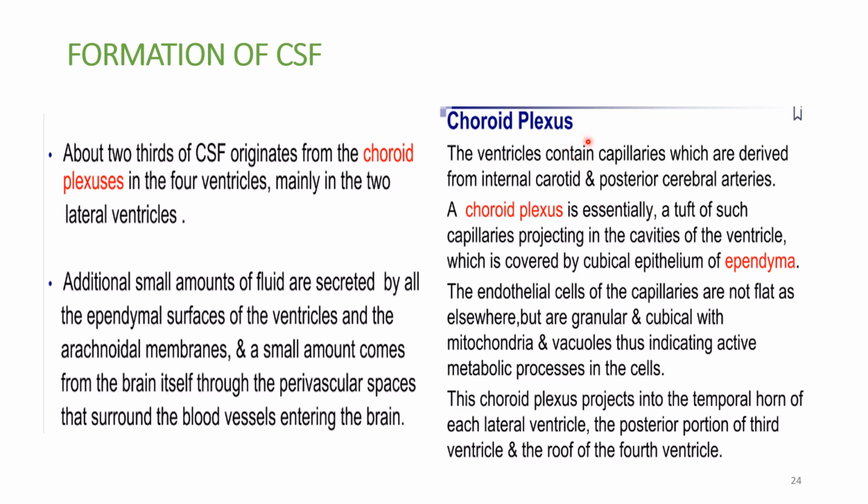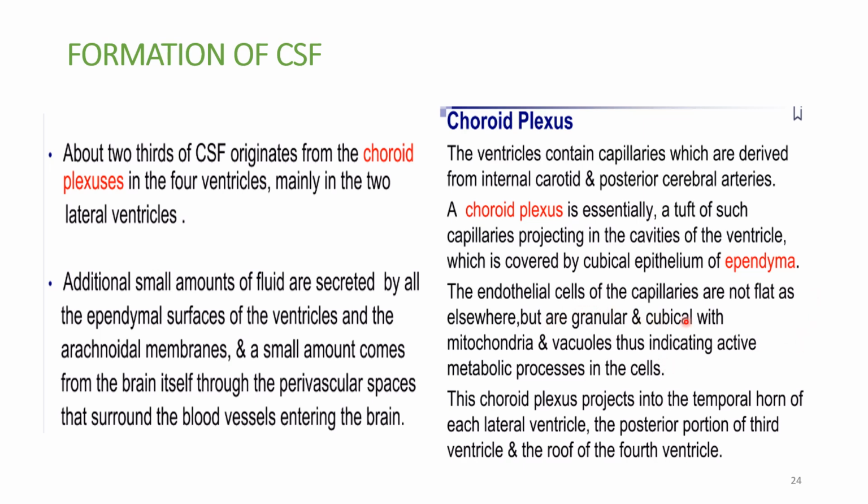So these choroid plexuses, what are these plexuses? The ventricles contain capillaries which are derived from the internal carotid and posterior cerebral arteries. The choroid plexus is a tuft of such capillaries projecting into the cavities of the ventricles, and it is covered by the cuboidal epithelium of the ependyma. So like this, a capillary is present, for example, covered by cuboidal cells. Those are called ependymal cells.